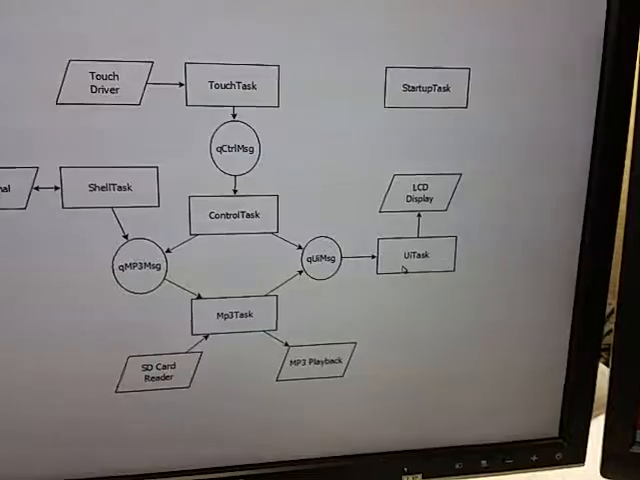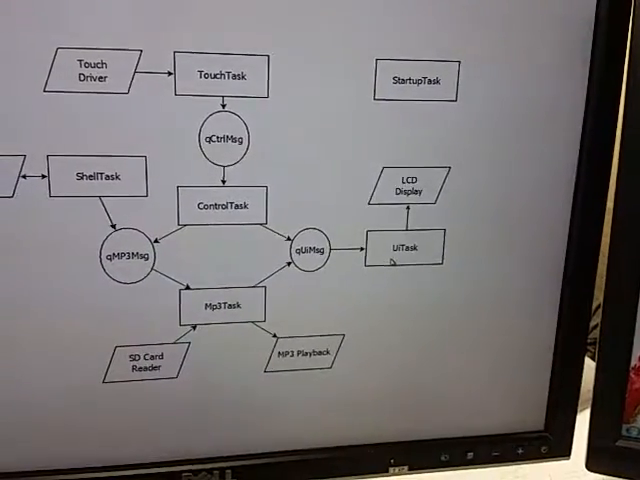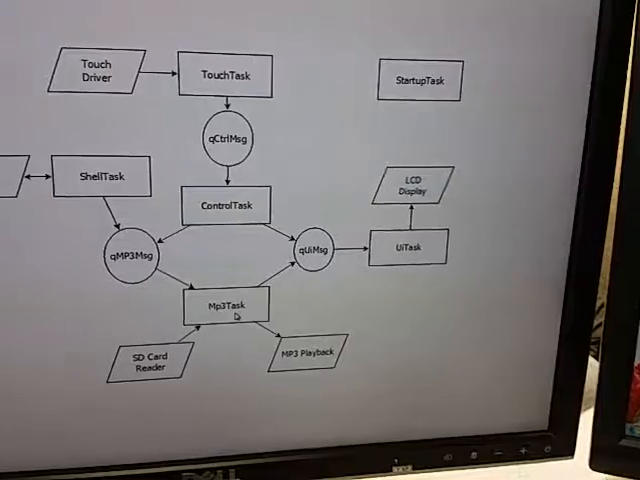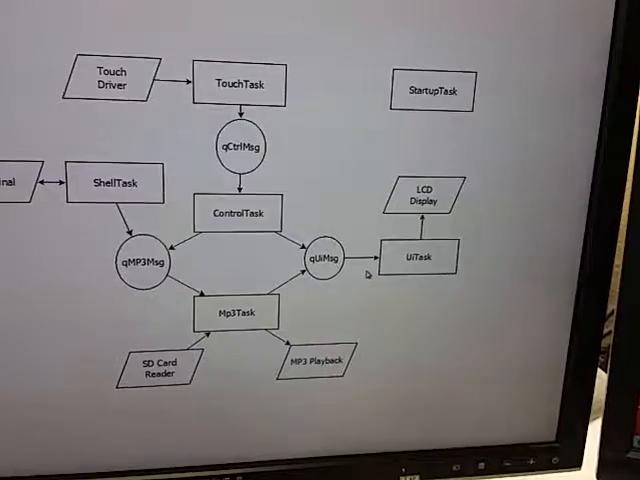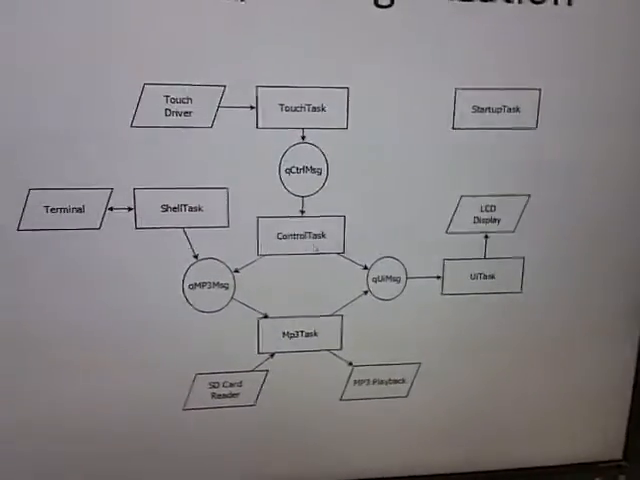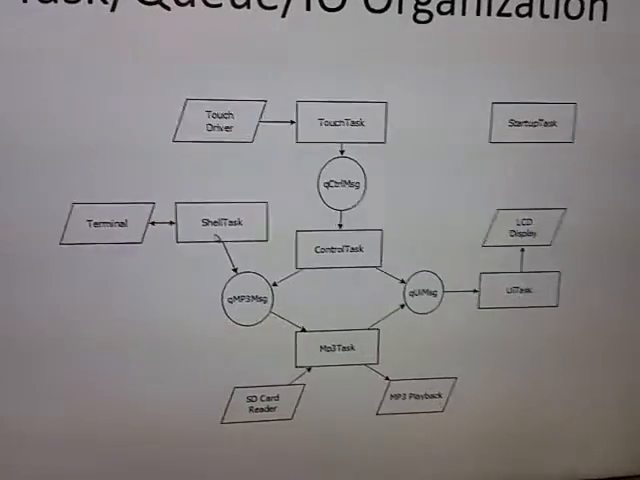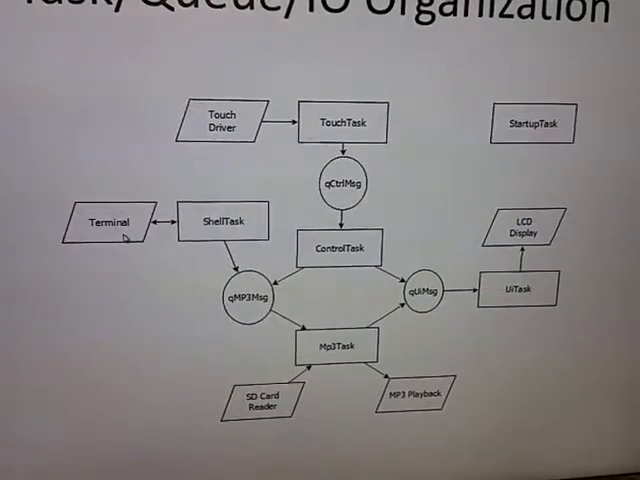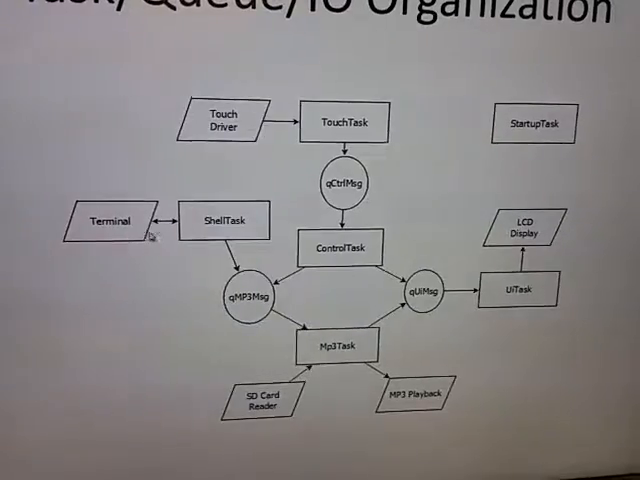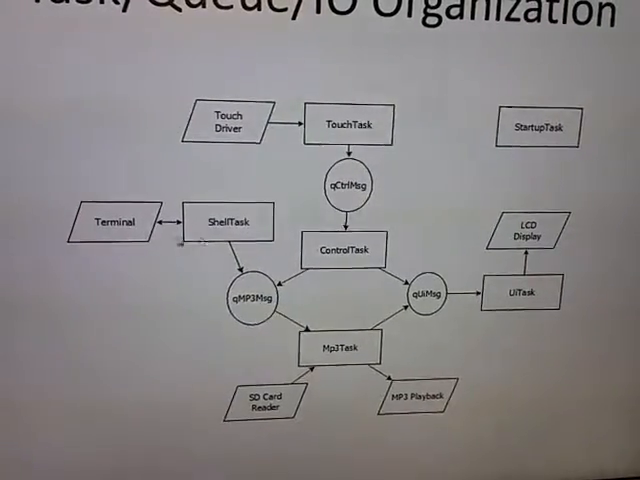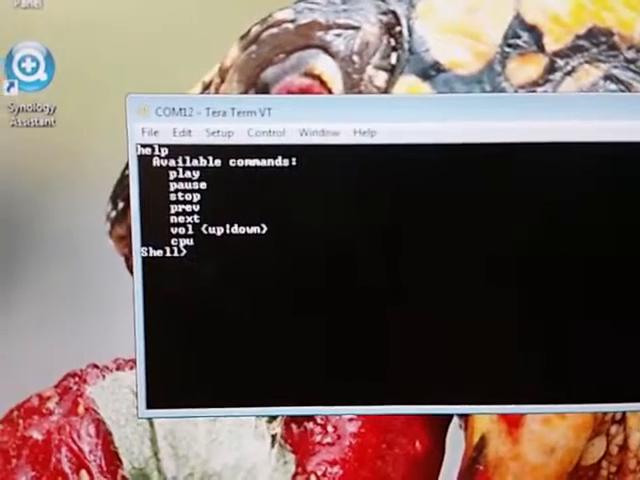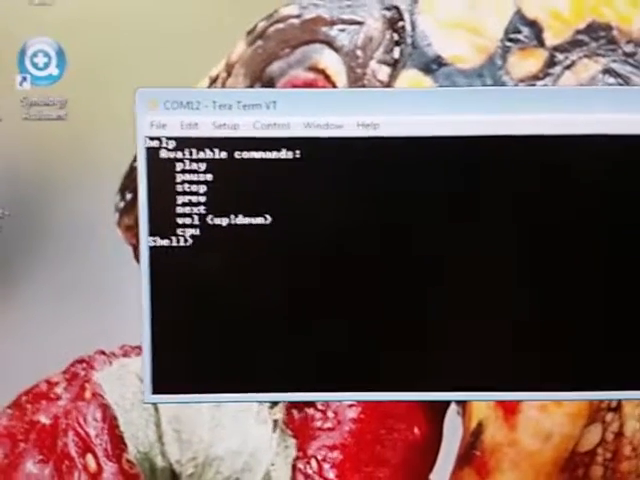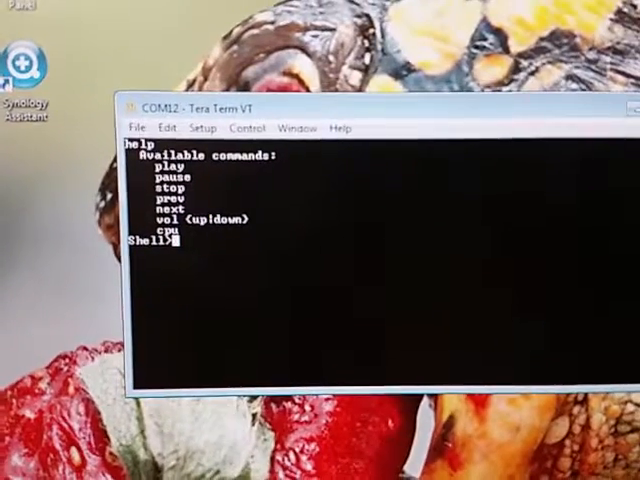Final task, penultimate task in the system is the UI task that receives messages from both the MP3 and control task via the message queue and prompts redrawing of graphic objects on the screen. The final task is the PJ Shell task, which takes some character information from the terminal and displays information back to the terminal, which sends messages to the MP3 message task. As you can see on the terminal, the available commands play, pause, stop, previous, next, vol up, vol down are the same as the buttons available on the screen.